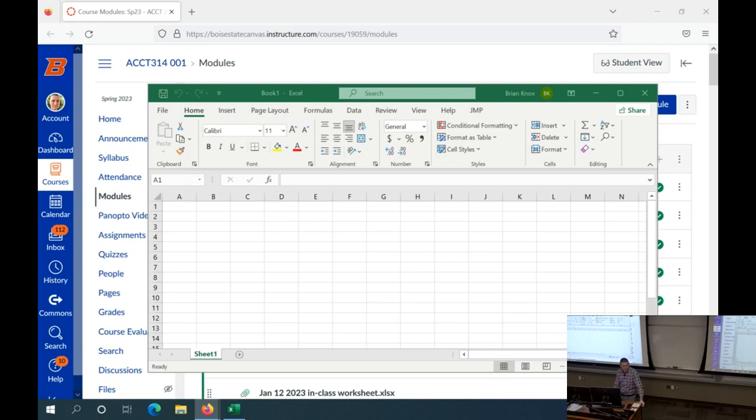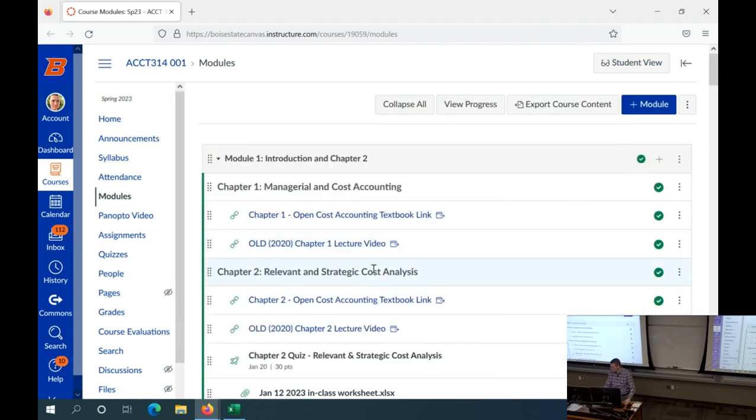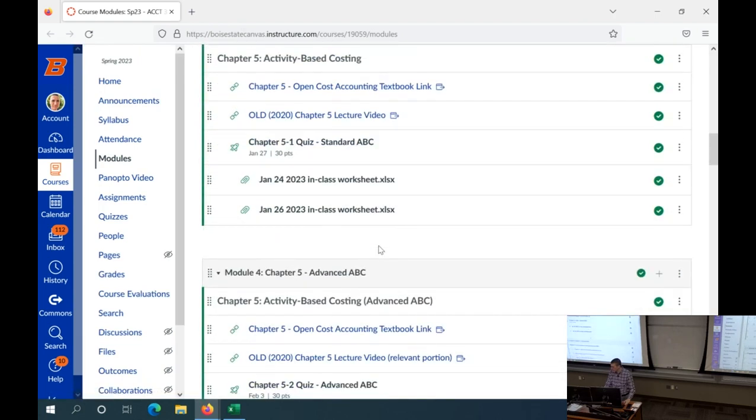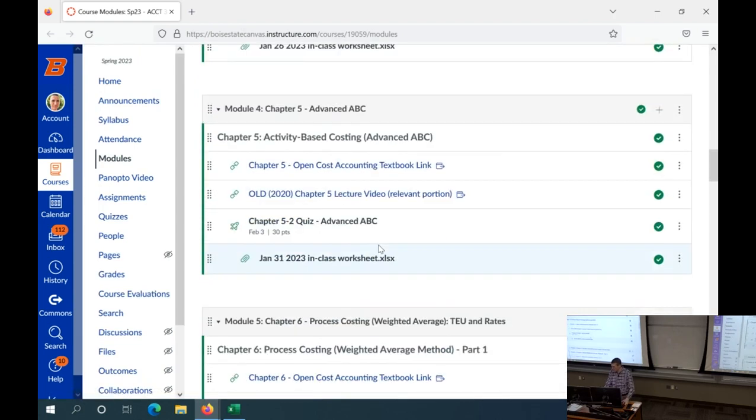Okay, so the plan for today is to go over anything we need to about advanced ABC, that quiz, and maybe one or two problems if there are requests, or if I see something I say, hey, we haven't really tried much of that in class, and then move on to chapter 6. So 6-1 is available already.